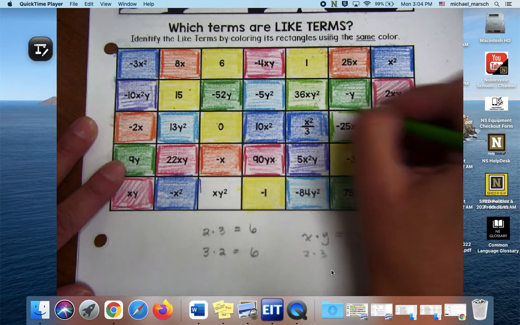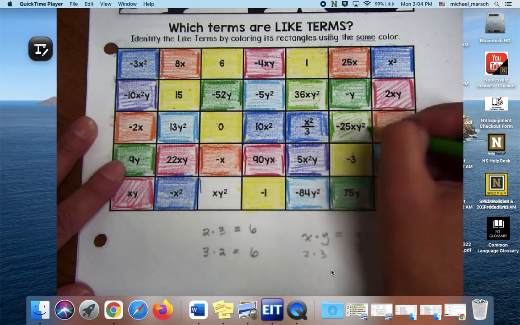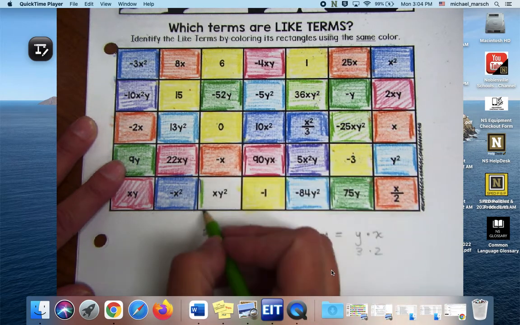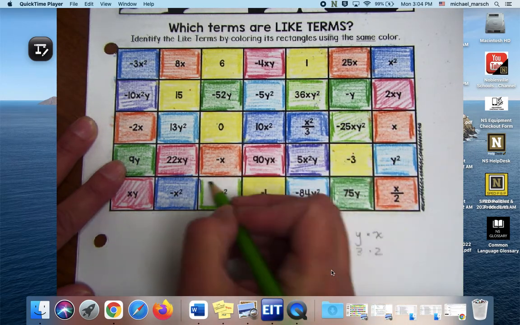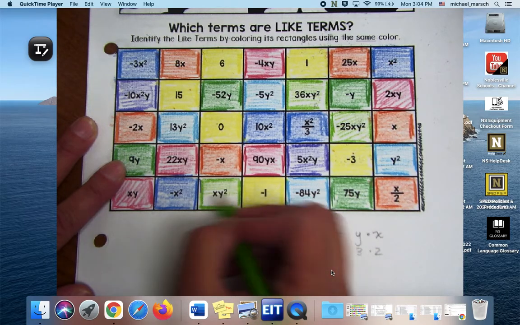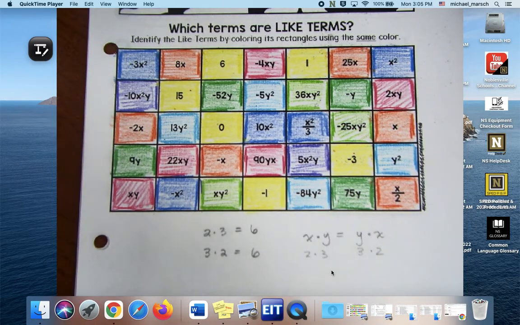A shade of blue? Blue, yes, there you go. Oh my gosh, Chris figured it out.